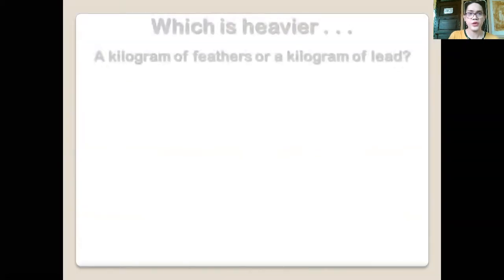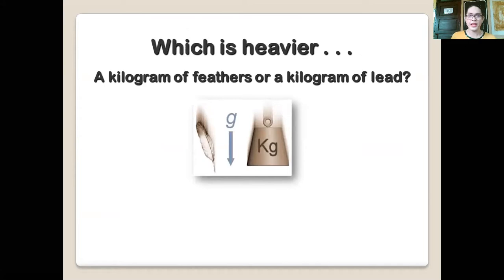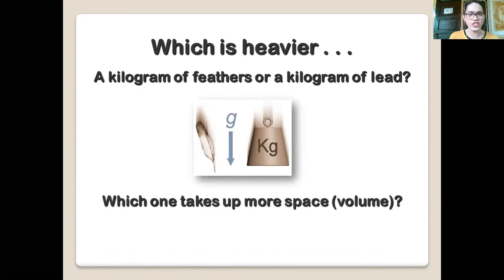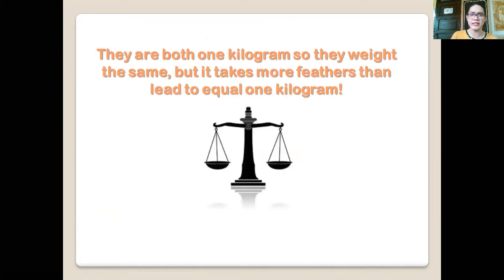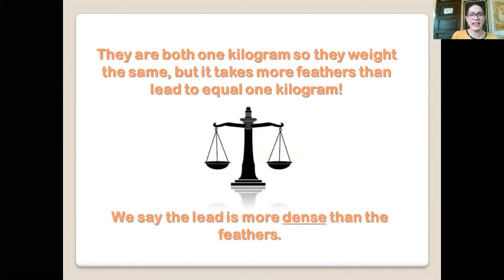Okay, so now which is heavier? A kilogram of feathers or a kilogram of lead? I want you to think about that. Which one takes up more space or volume? Now let's see, they are both 1 kilogram, so they weigh the same. They weigh the same, rather, but it takes more feathers than lead to equal 1 kilogram, correct? So take note of that. So we say the lead, rather, is more dense than the feathers.